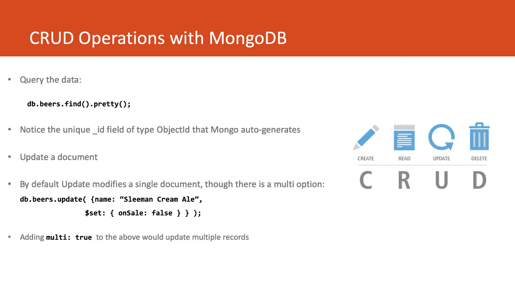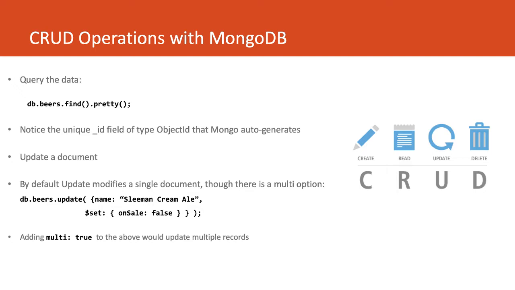So we also have the ability to update a document, same sort of thing, except in this case we have the first parameter, which is the searching value. In this case we're searching where a beer has a name of Sleeman Cream Ale, and then we are setting its value of on sale to false. If it doesn't have an on sale value, it will just obviously insert it. And if for some reason it's a value that is not false, it will just set it to that.